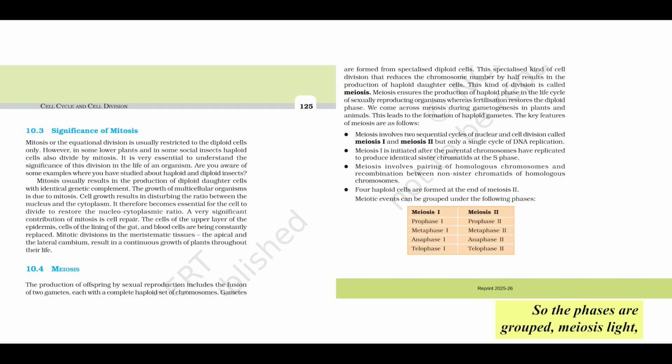So the phases are grouped. Meiosis I: Prophase I, Metaphase I, Anaphase I, Telophase I, and meiosis II: Prophase II, Metaphase II, Anaphase II, Telophase II. Let's break down meiosis I first. This is where the chromosome number is actually reduced.